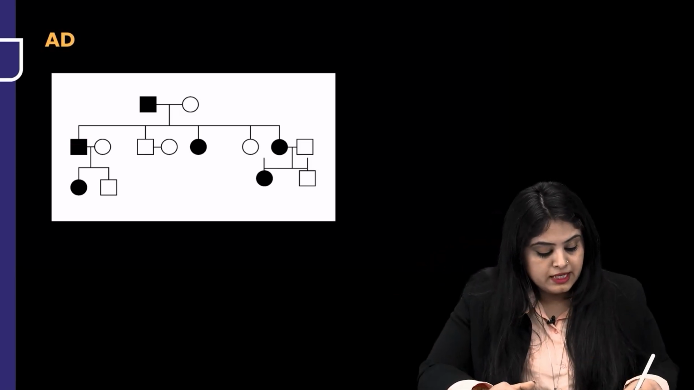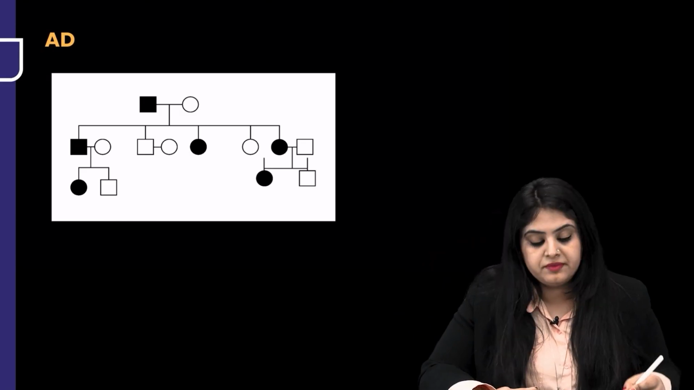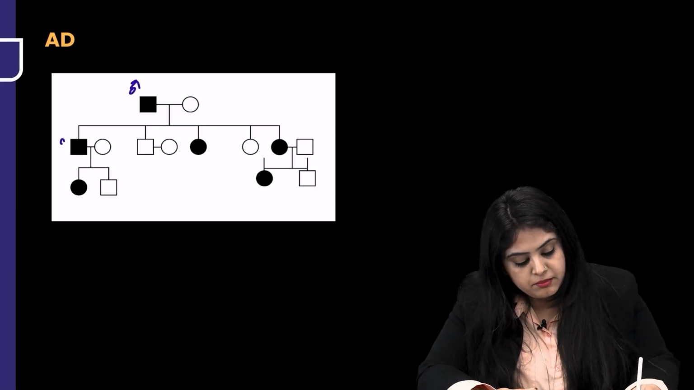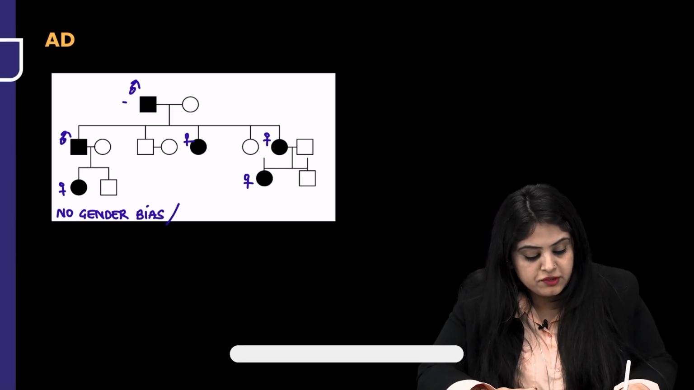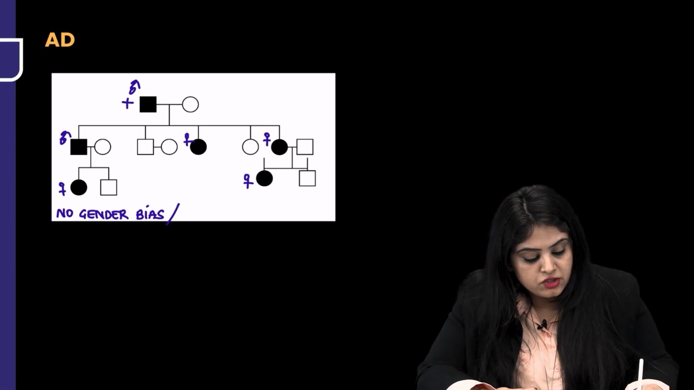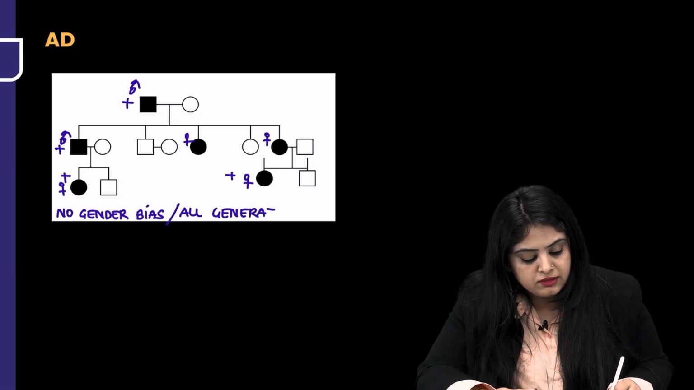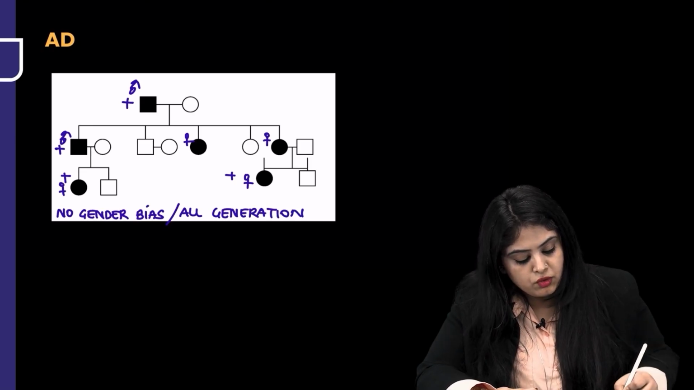Now I ask you, is there a gender bias? Here a male is affected, and here females are affected. No, there is no gender bias. What is the next G that you will look out for? Generation. Is the first generation affected? Yes. Second generation affected? Yes. Third generation affected? Yes. So all generations are affected. What is your answer? All generations means autosomal dominant.